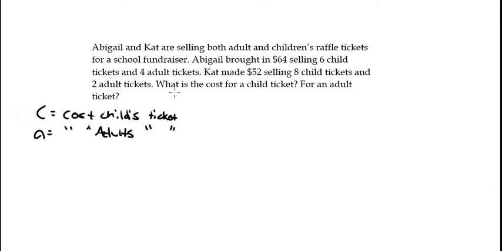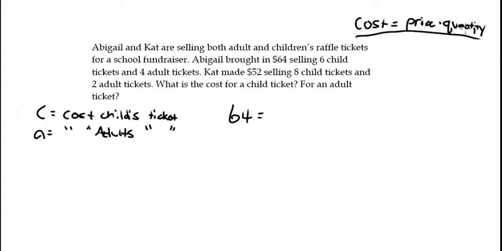So now we've got our two unknowns, and now we need two equations to solve those unknowns, just like the other two. What can we get? Well, let's look at what Abigail did. She brought in $64, right? Selling 6 child tickets and 4 adult tickets. And if you remember, the cost is equal to the price times the quantity. That's a very important one, especially for these word problems that we're going to look at. So cost is equal to price times quantity.